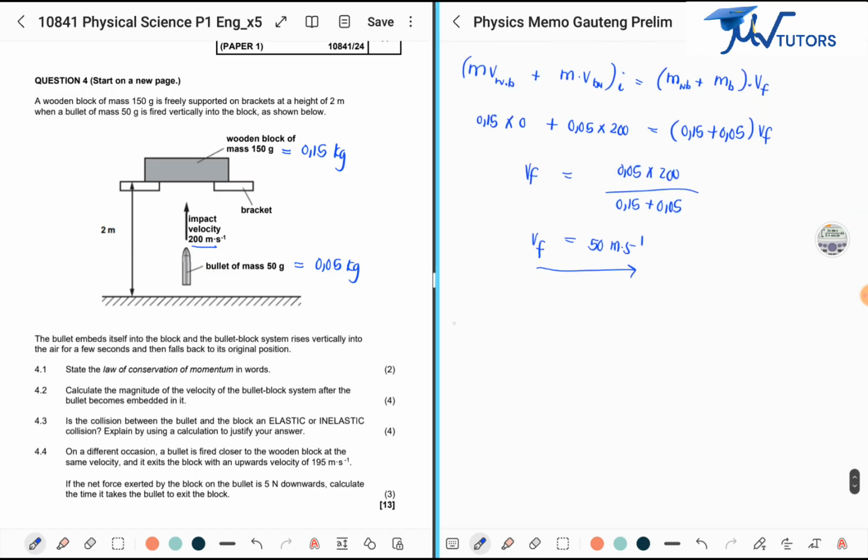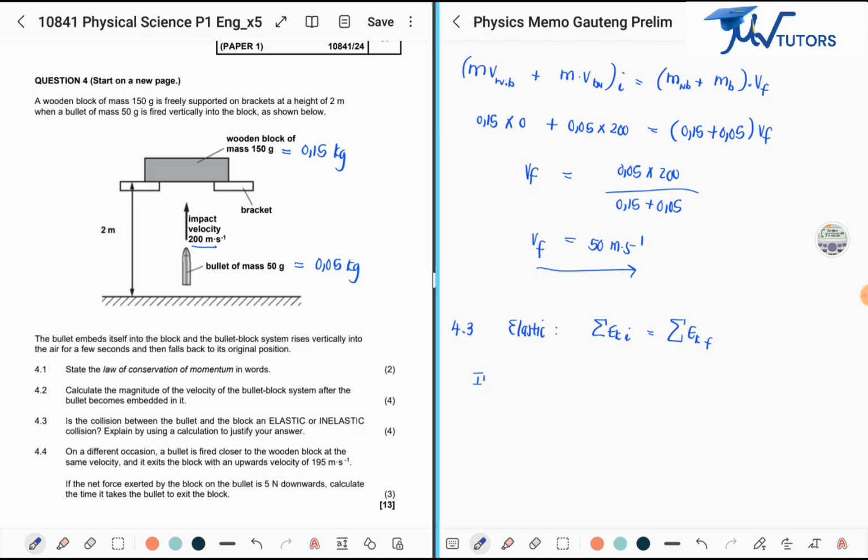And now 4.3. Is the collision between the bullet and the block an elastic or inelastic collision? Explain by using a calculation to justify your answer. So here we know that the elastic condition says that the sum of the kinetic energy initially must be equal to the sum of the kinetic energy at the end.